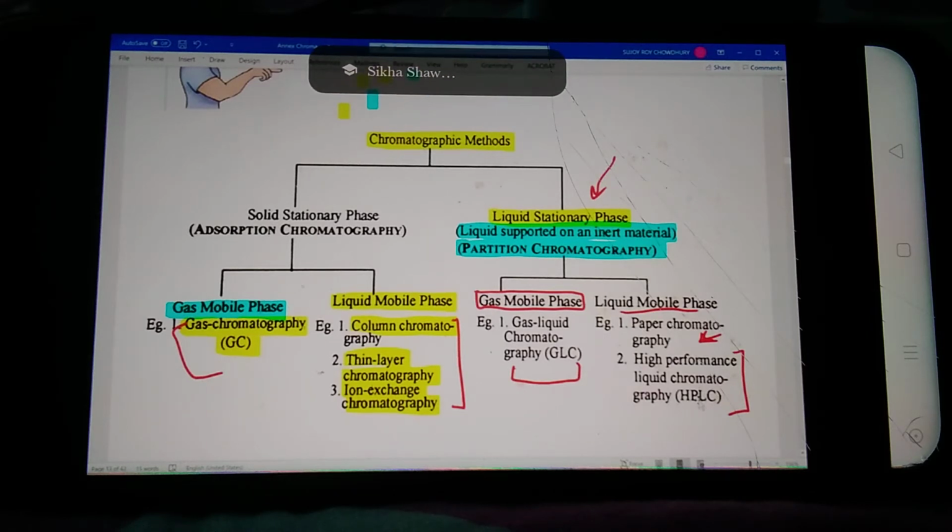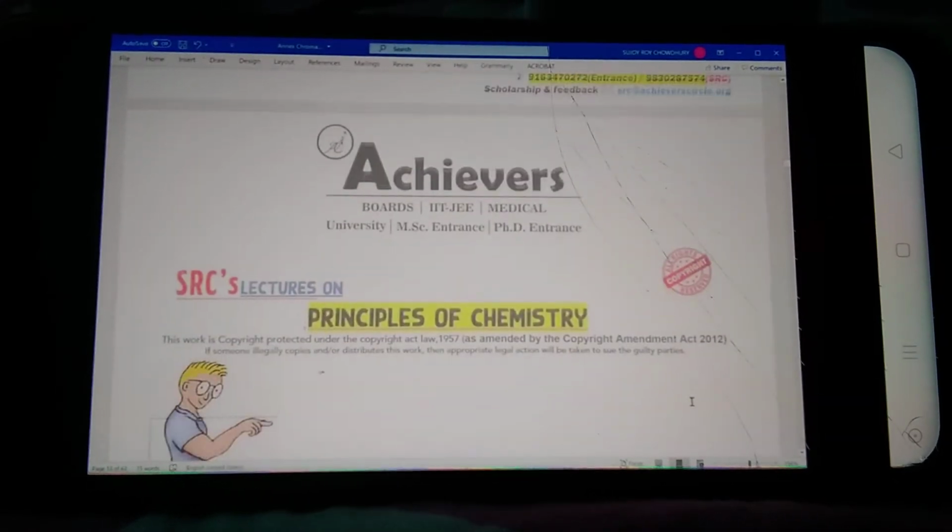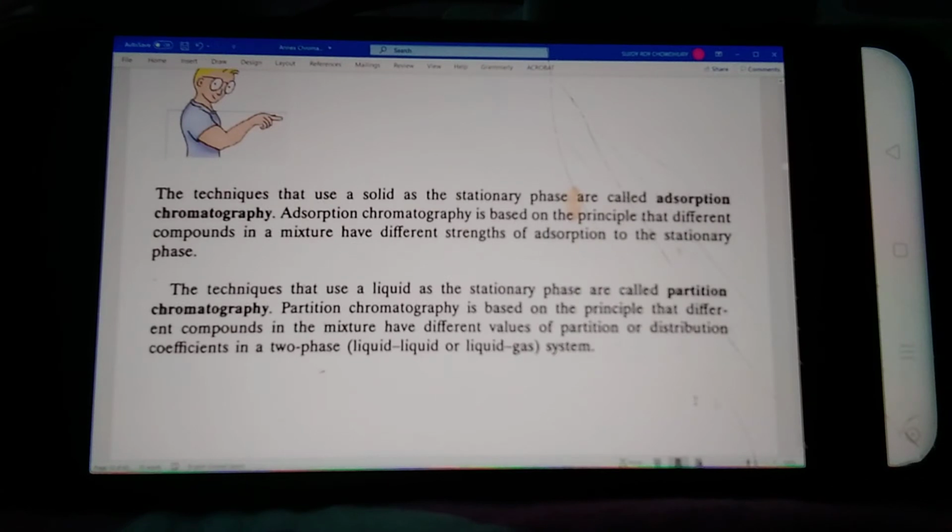So this is the basis of separation with respect to the stationary phase, dividing into solid stationary phase and liquid stationary phase and then the subdivisions. That makes it clear what the different types of chromatography are and how they are being classified. Now let me classify from the reverse angle. Let me first make these points clear before that classification.